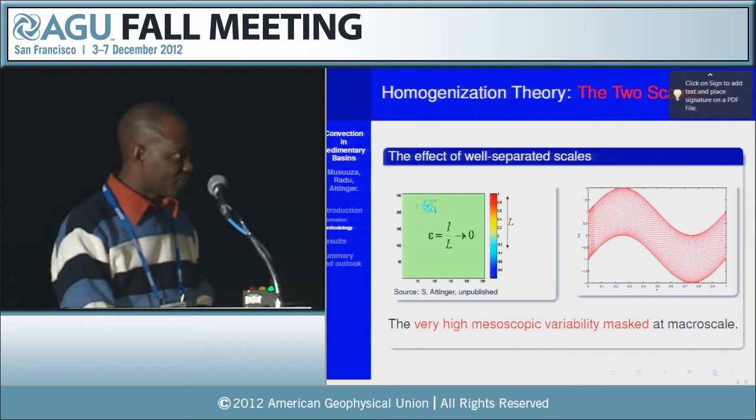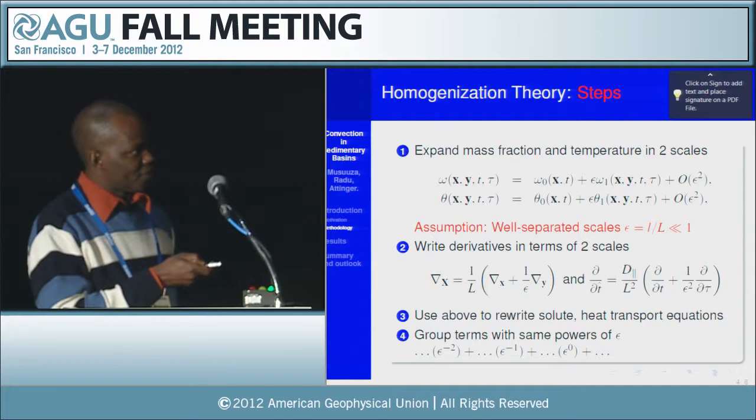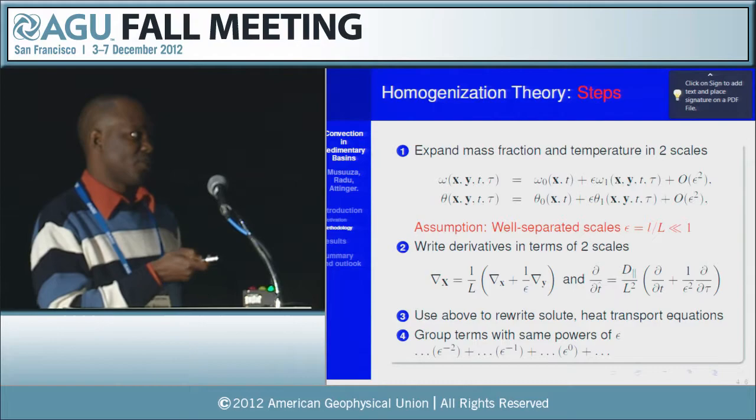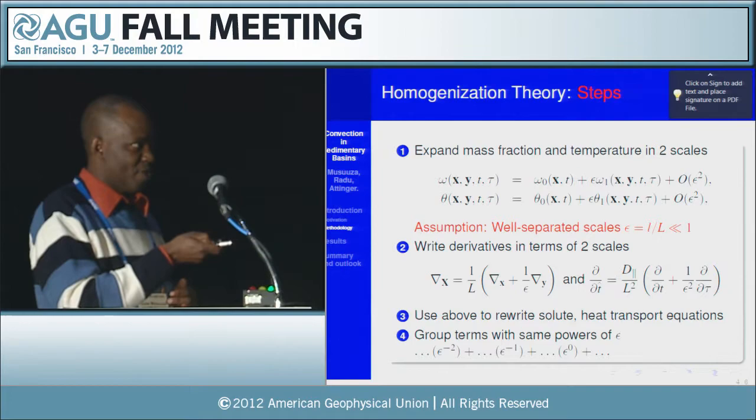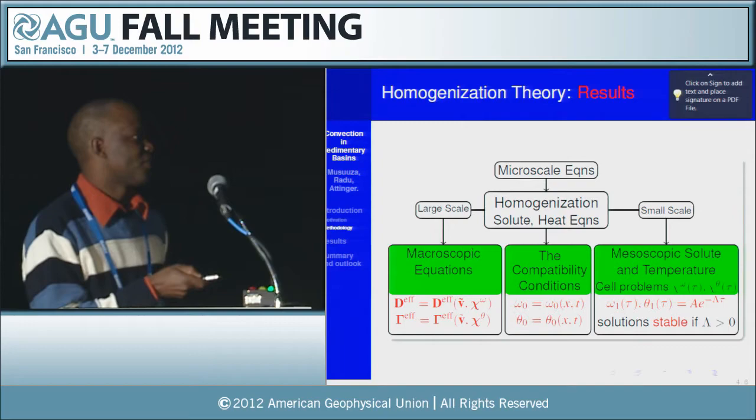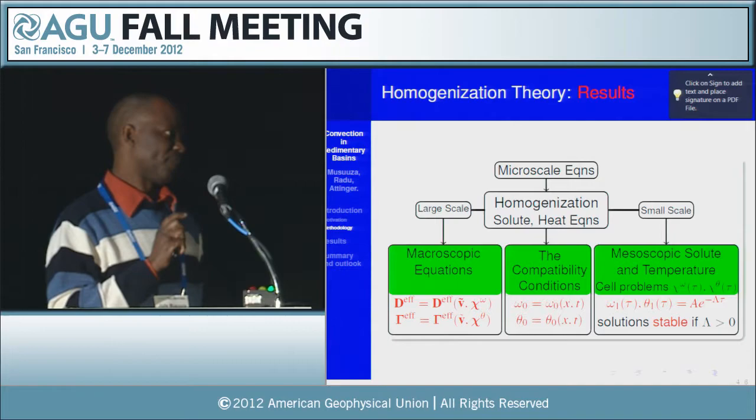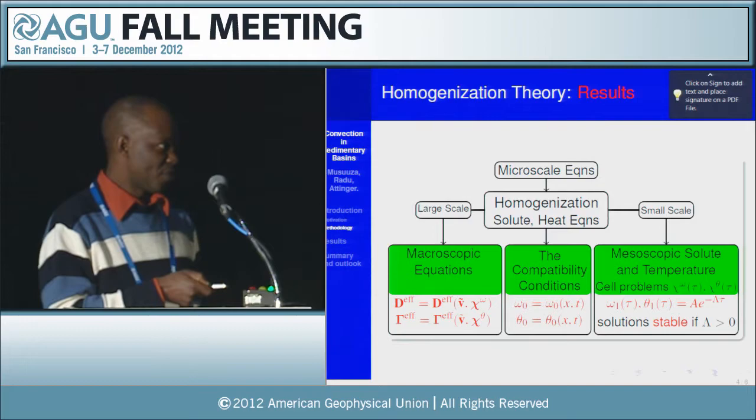So the steps: first you expand your quantity of interest in the two scales, and then you invoke the assumption that epsilon is very, very small, and you get what is called well-separated scales. Then you write the derivatives in the equations I showed you in terms of the two scales, substitute these derivatives together with the expansions in the transport equations, and group the terms according to the powers of epsilon. And you get three results. The first is the so-called compatibility condition, which is the statement that the macroscopic quantities are independent of small scales. Then at the large scale, you get the macroscopic equations, which contain the homogenized tensors. And at the small scales, you get the so-called cell problems.